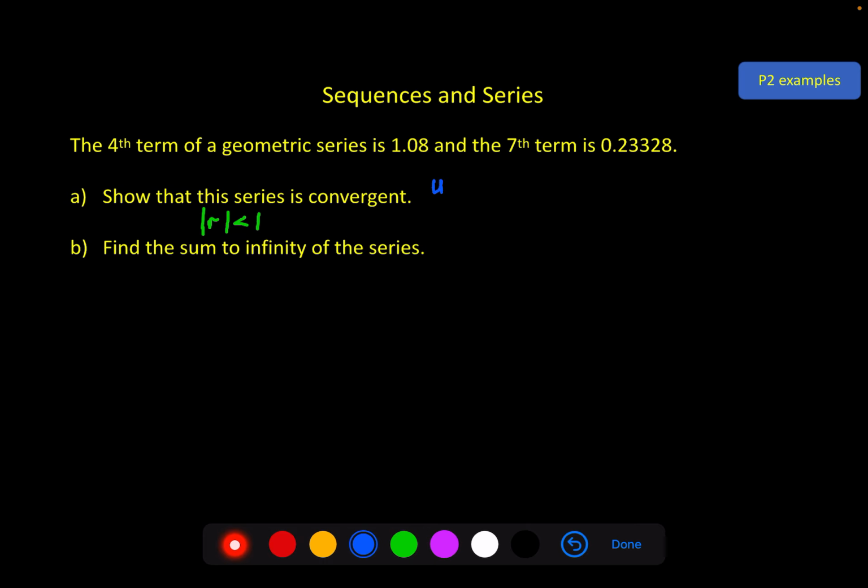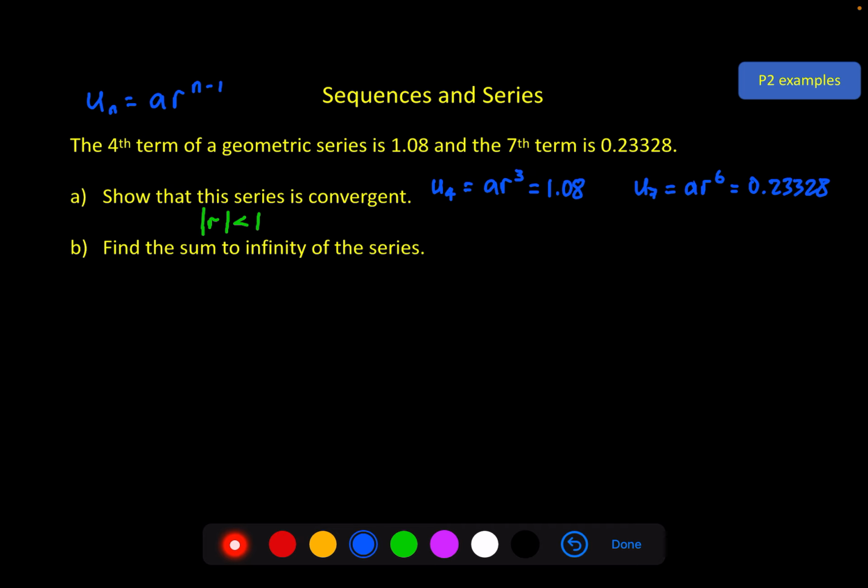To do that, we need to use the information in the question. So we've got the fourth term. Remember, for a geometric series, the nth term is a r to the n minus 1. So the fourth term is a r to the 4 minus 1, which is a r cubed. And that must equal 1.08. They tell us in the question. We can do the same thing with the seventh term. a r to the 7 minus 1 is 6. And that must equal 0.23328. And we've done this trick before.